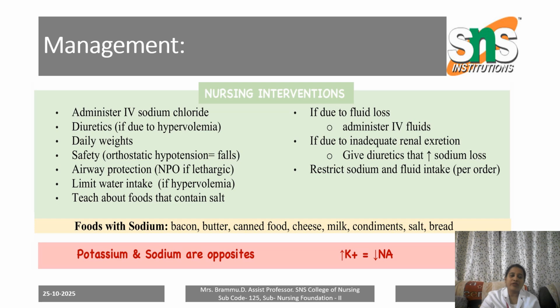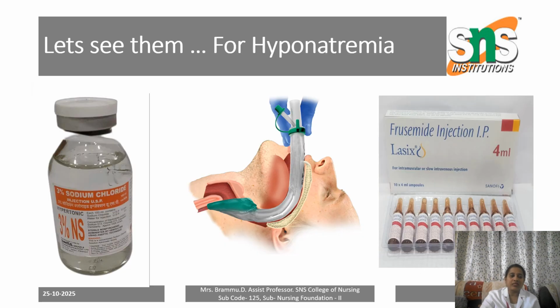So sodium and potassium are opposite, as I told you earlier. When the potassium level is increased, the sodium level is getting decreased. So these are the potassium chloride. In case of hyponatremia, we start with 3% NS, which is higher than the normal. Normally what we infuse is 0.9%. So in this we are going to use 3% normal saline.